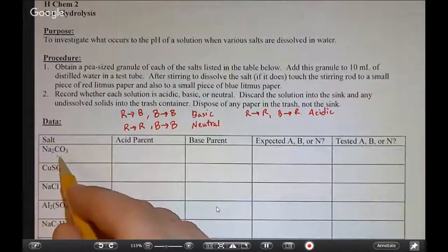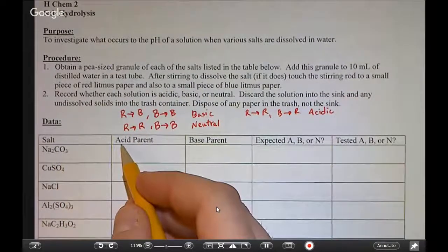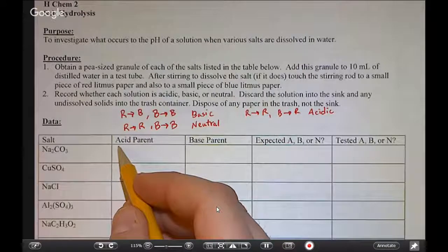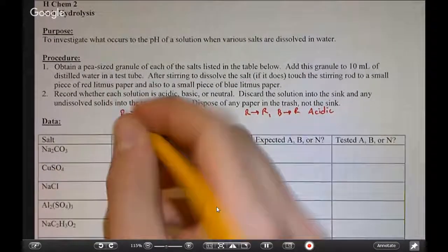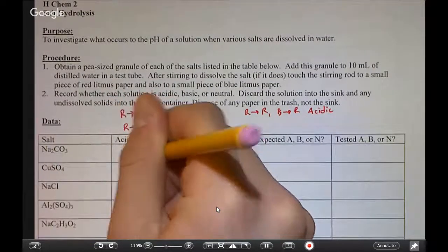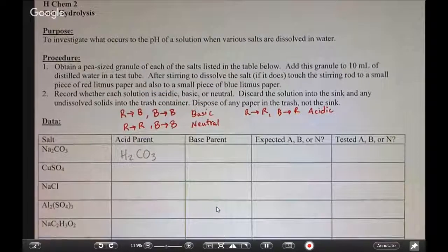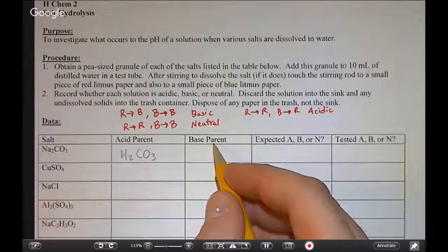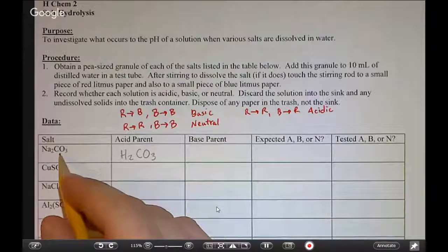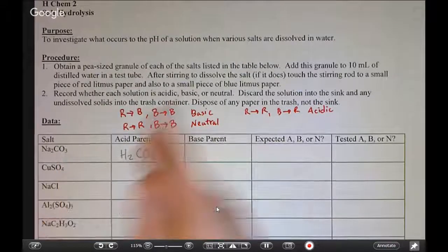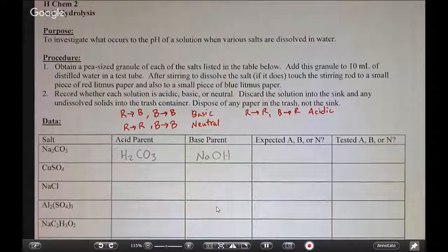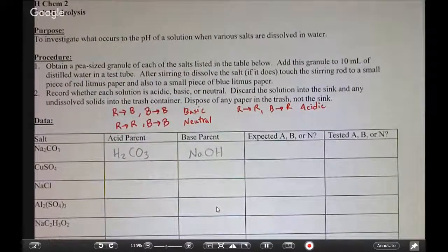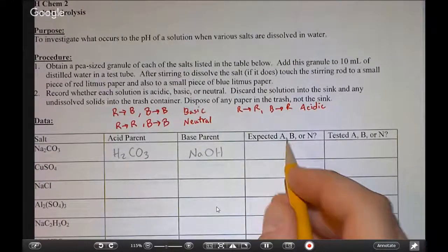We have sodium carbonate. So to do the acid parent, we're going to put enough H pluses in to replace the cation. Now the cation is sodium. Sodium's a +1. So our acid parent will be H2CO3. And then for the base parent, we replace the anion with hydroxide. So we have sodium hydroxide, which would be this.